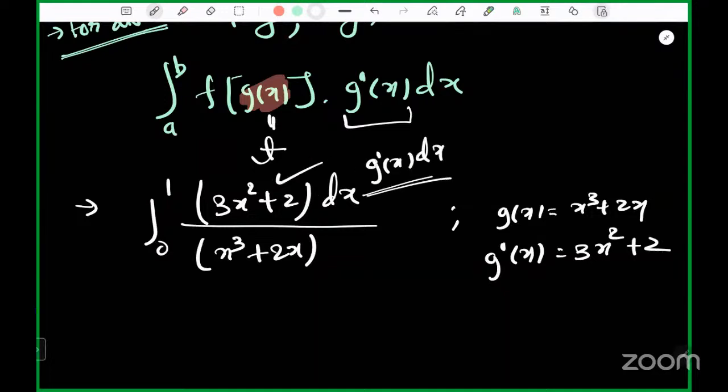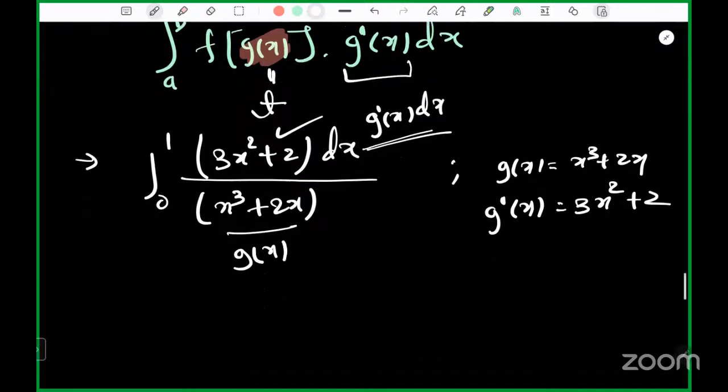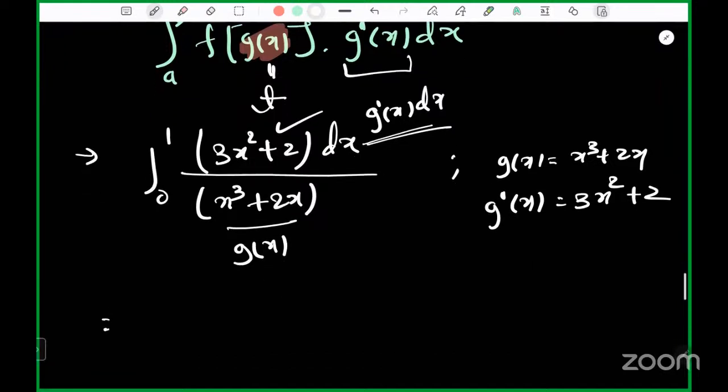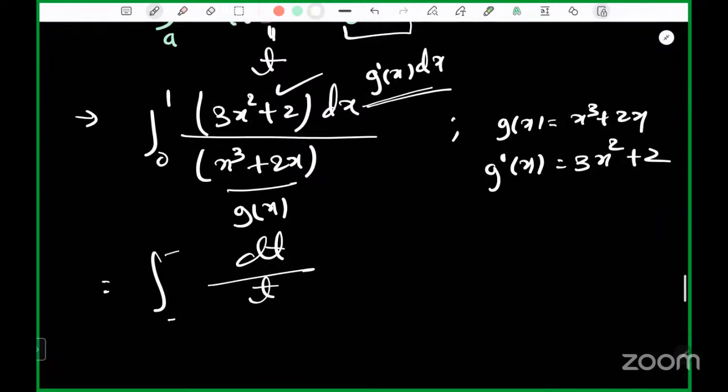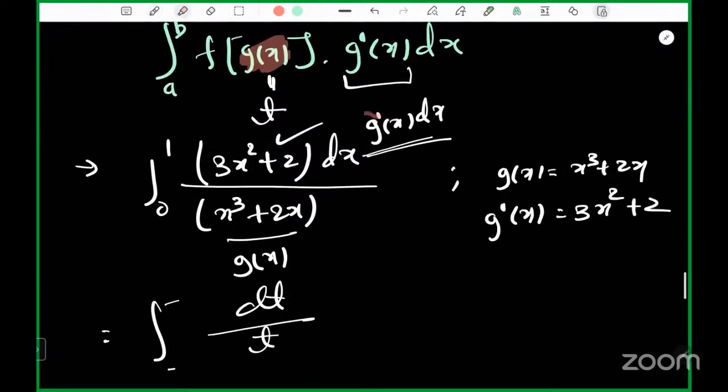So you have to check for this form where you are getting g dash of x dx, and then we have g of x here, but we can solve it. The range will simply differ, so the range you can find out. It simply becomes dt upon some t here, right? Something like this only. So you have to first find out this type of thing, g dash of x dx.